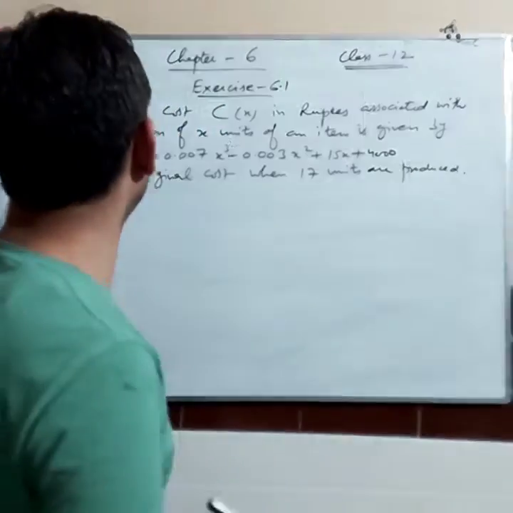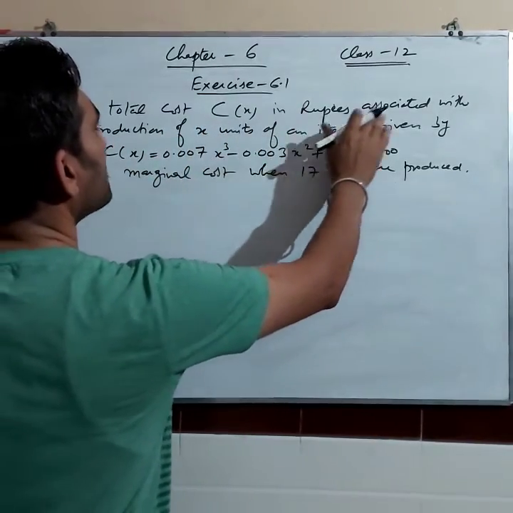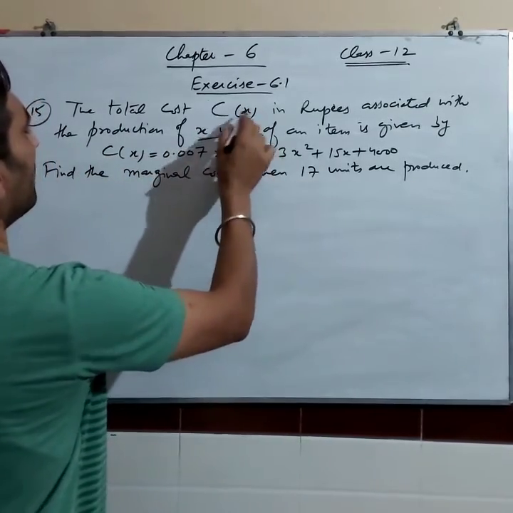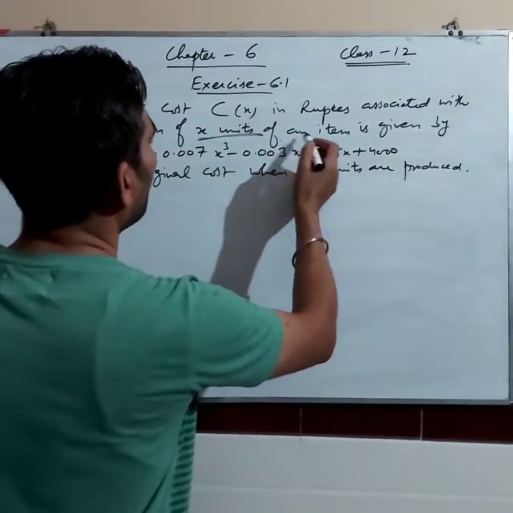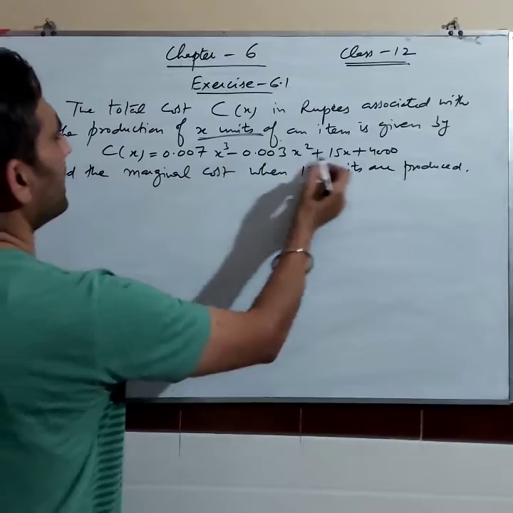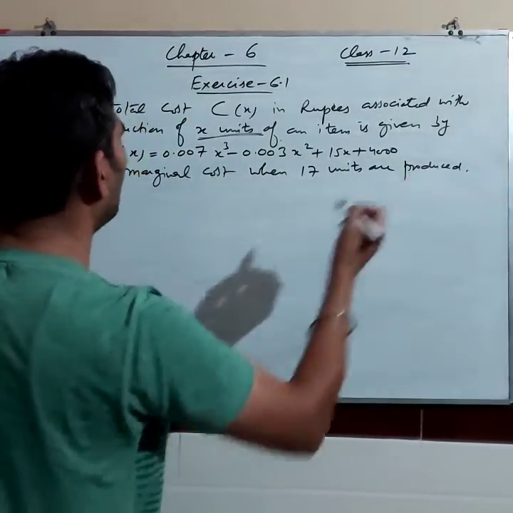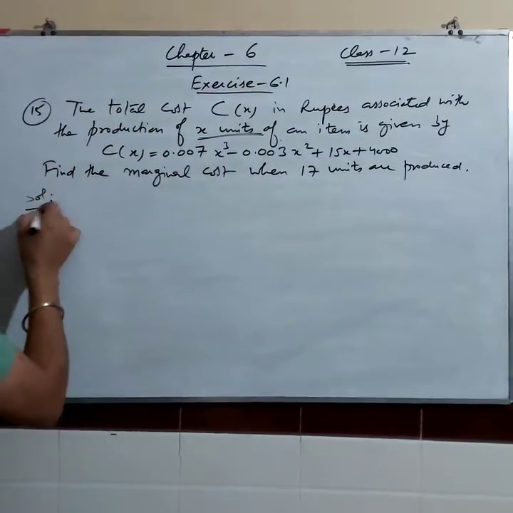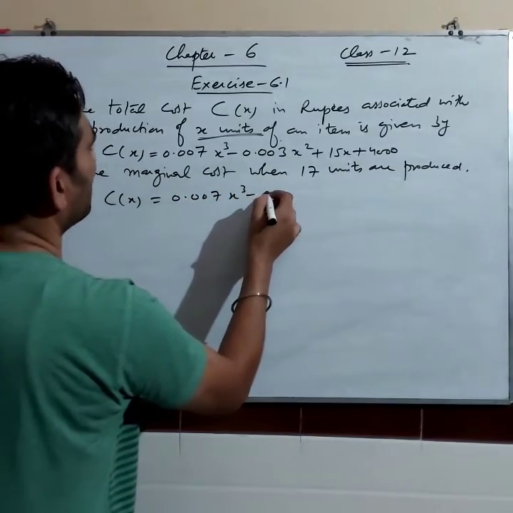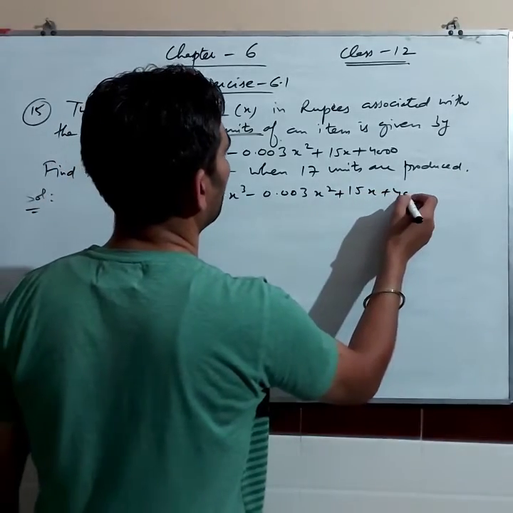Students, our question number 15 is the total cost C, which is a function of x, in rupees associated with the production of x units of an item, given by this relation. Find the marginal cost when 17 units are produced. So the very first thing, start from the given. Given is C(x) = 0.007x cube minus 0.003x square plus 15x plus 4000.